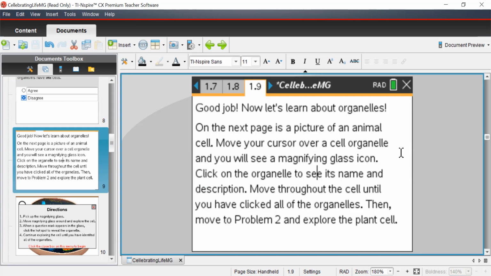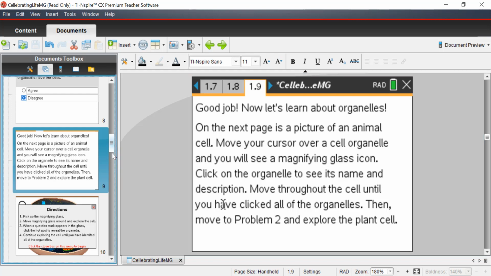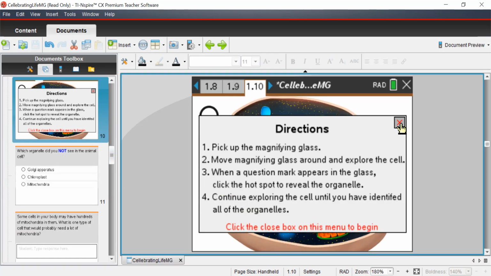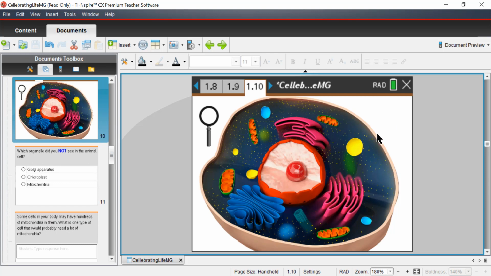Now let's learn about organelles. So on the next page is a picture of an animal cell. We're going to move our cursor over an organelle within that cell, and we'll see a magnifying glass icon. We'll click on the organelle. This is a really fun way to explore some vocabulary related to the cell. But it also gives you some context with some images and shows you where it might be floating around within the cell. I like this activity. It's an interactive way to explore names of some of the organelles.